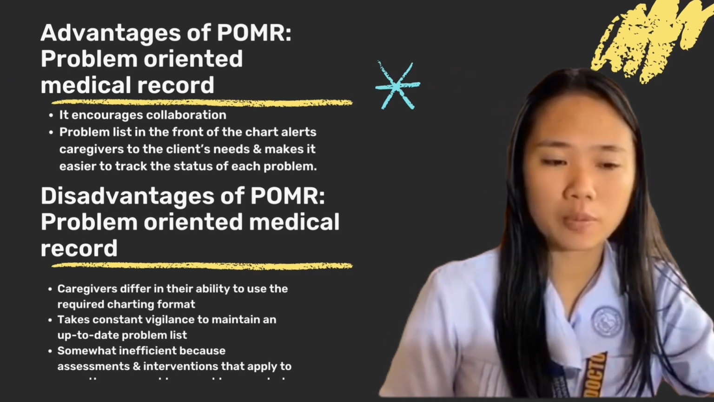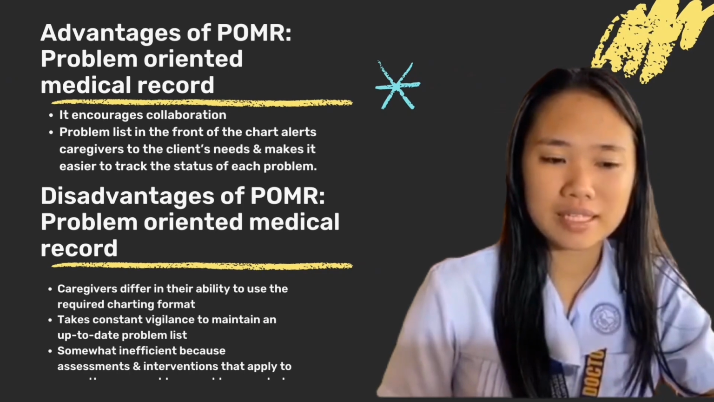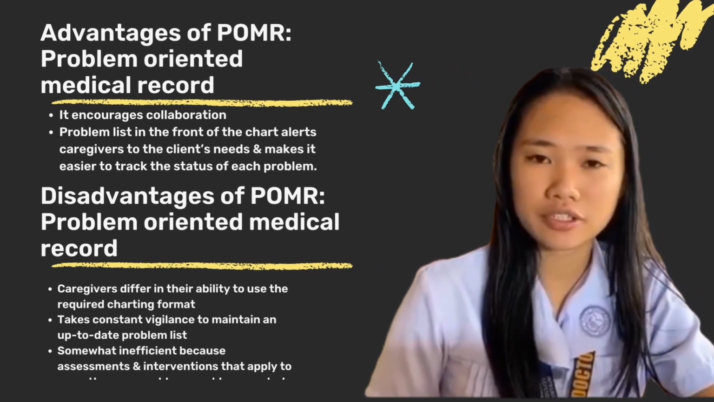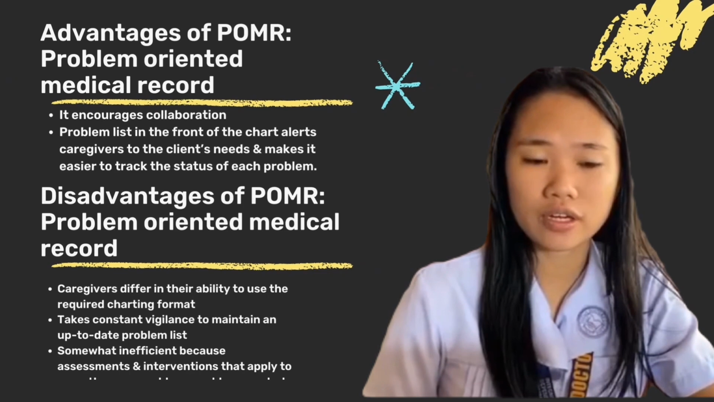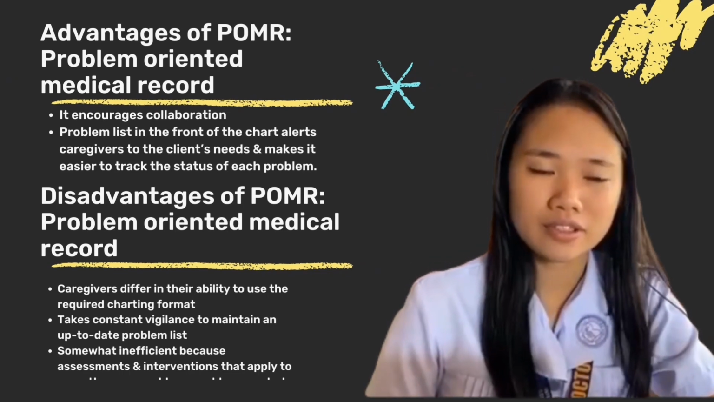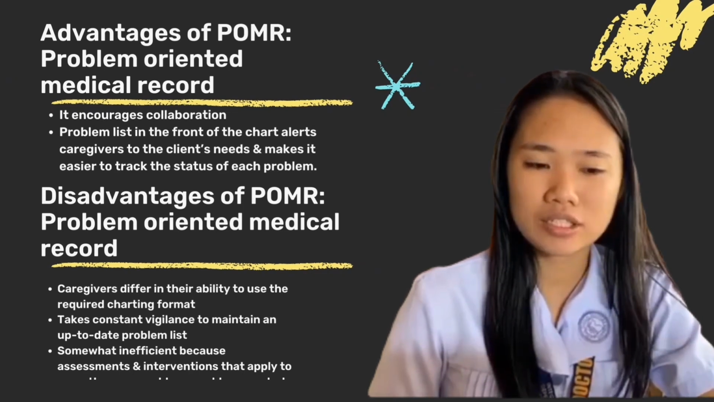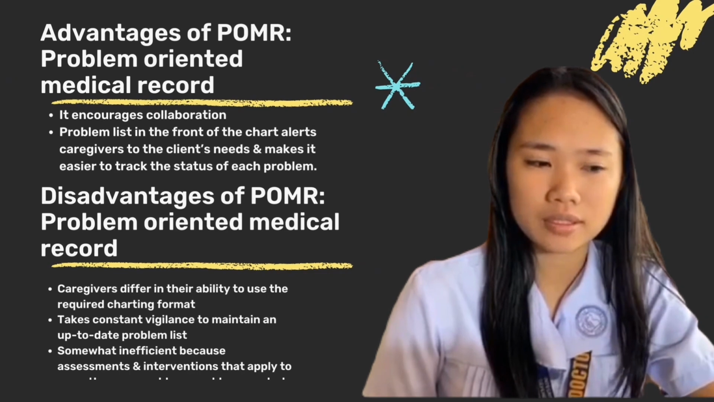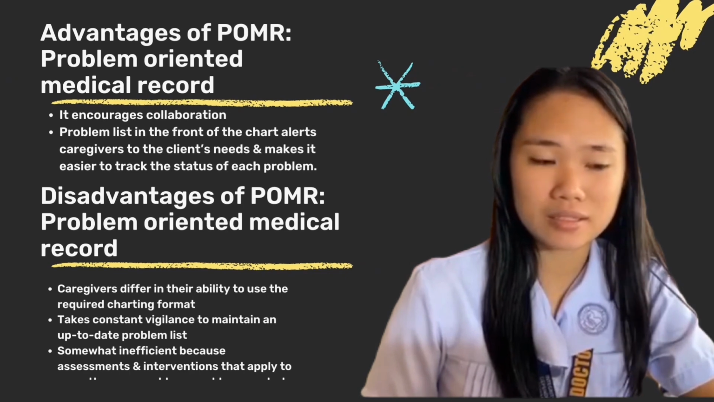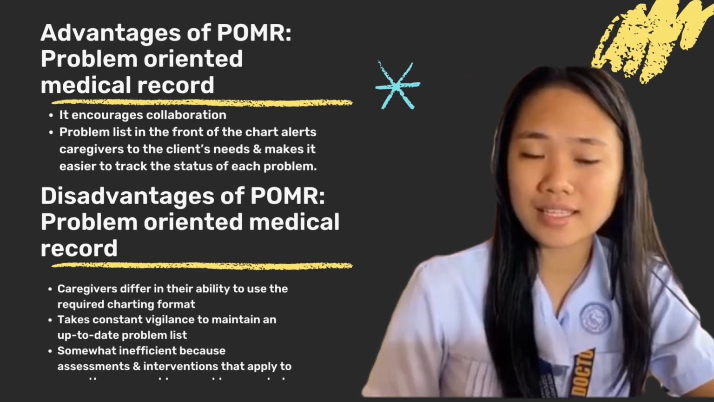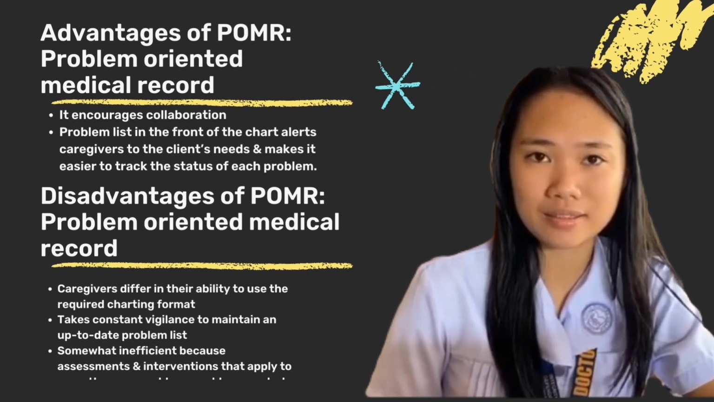Advantages of POMR, or problem-oriented medical record. It encourages collaboration, the problem list in the front of the chart alerts caregivers to the client's needs, and it makes it easier to track the status of each problem. Disadvantages of POMR. Caregivers differ in their ability to use the required charting format. It takes constant vigilance to maintain an up-to-date problem list. It is somewhat inefficient because assessments and interventions that apply to more than one problem must be repeated.